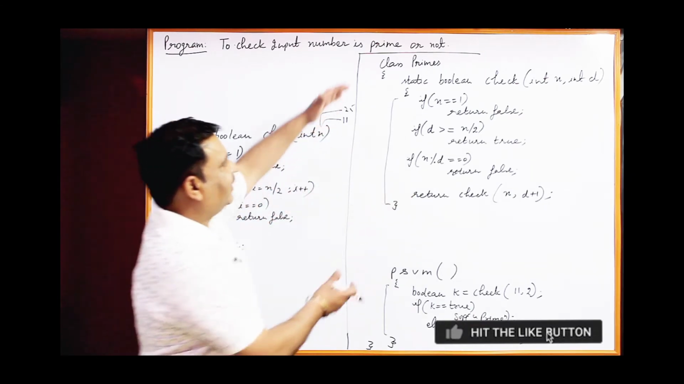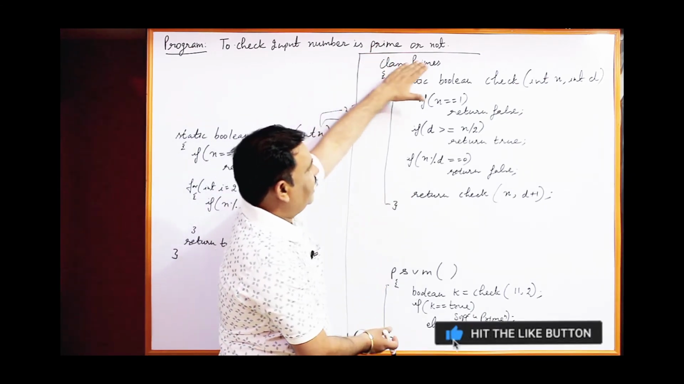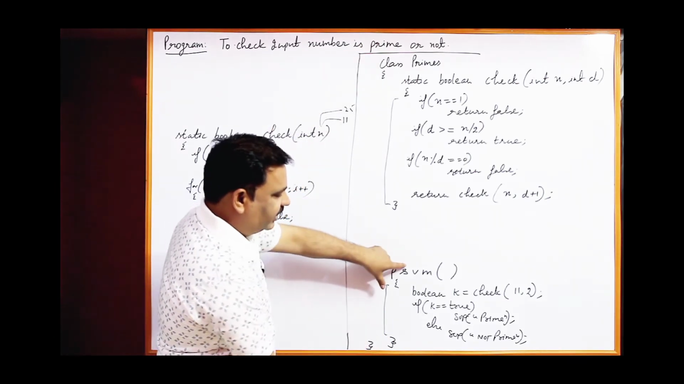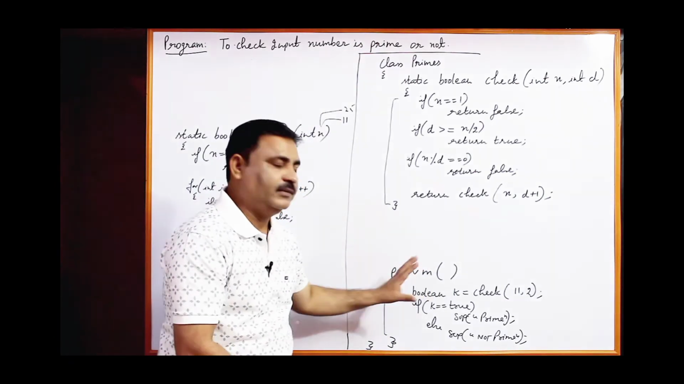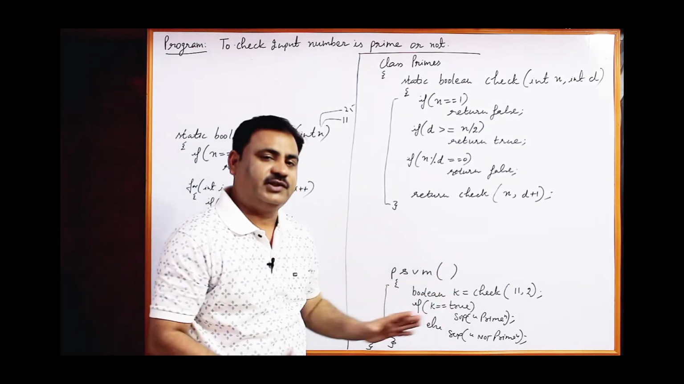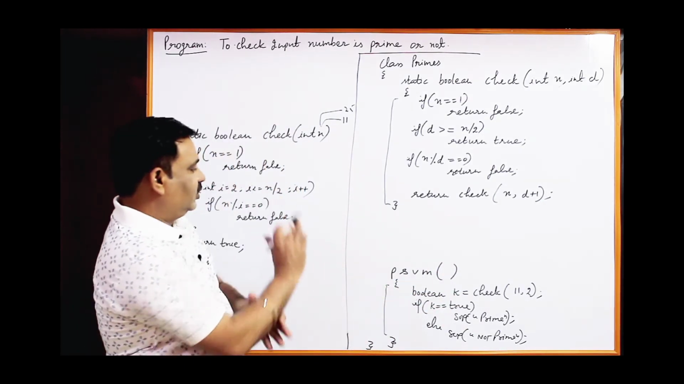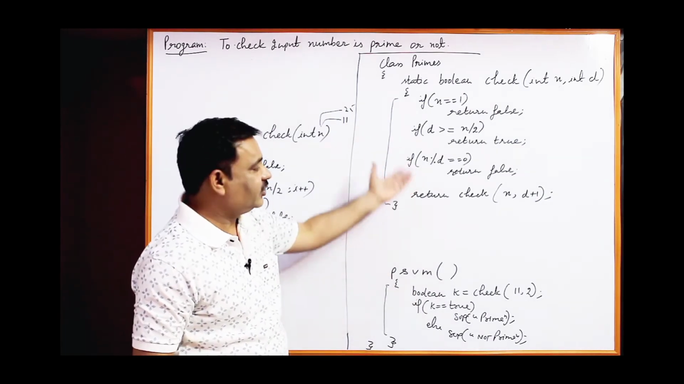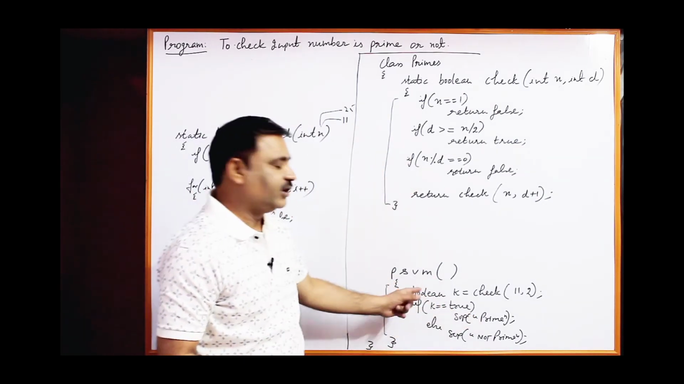Now come this side. This is one class primes from here to here. Here is a main function, public static void main. I have written PSVM, public static void main, string arguments. In Java generally we write this. So here I have just called this function. It will return true or false. If it is true, then we will print prime. If it is false, print not prime.